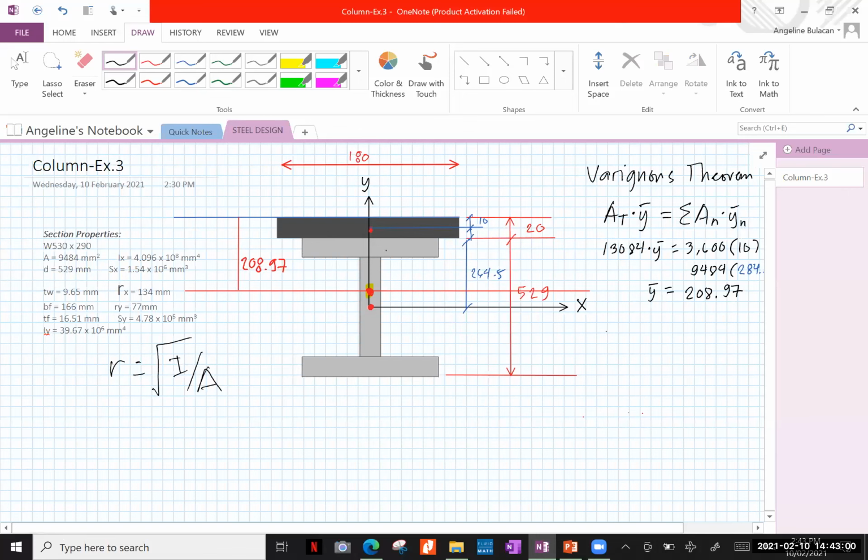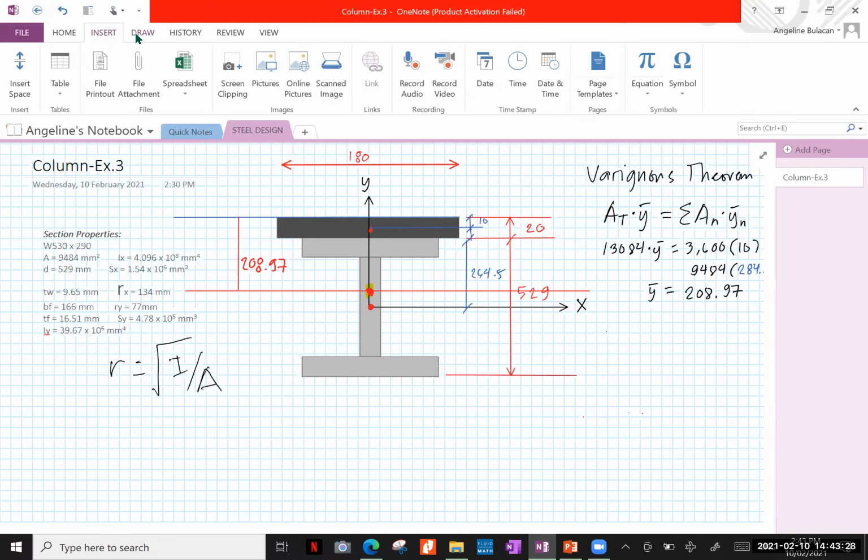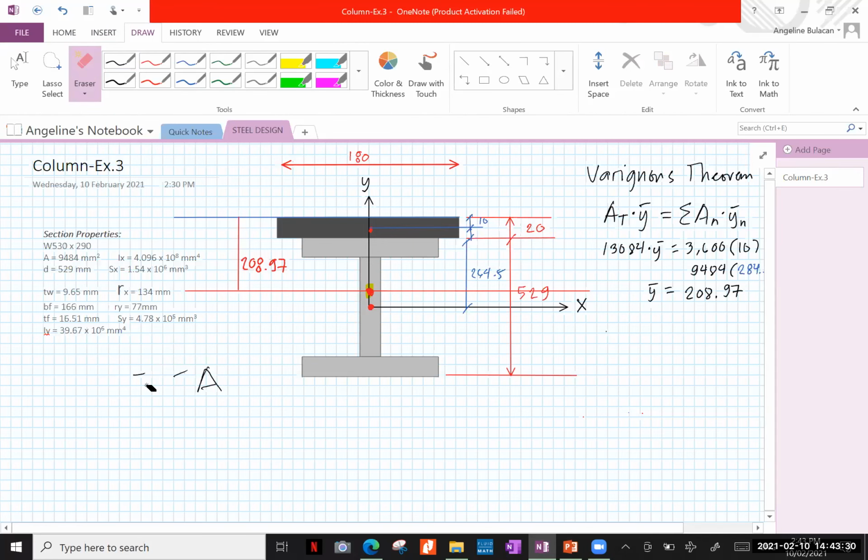Now, yung IY natin, you don't need to use the transfer formula. Bakit? Kasi yung centroid ng dalawang member, yung plate tsaka yung W section, pareha sila along the y-axis. So you don't need a transfer equation. So ang gagawin nyo lang is just add the moment of inertia along the y-axis. So how do we do that? Ganito lang.